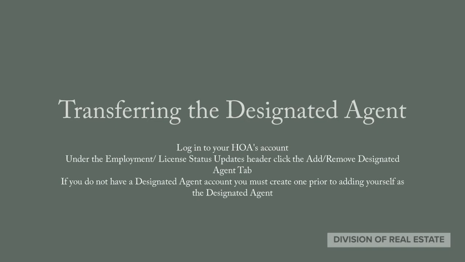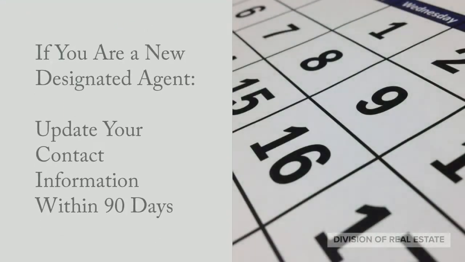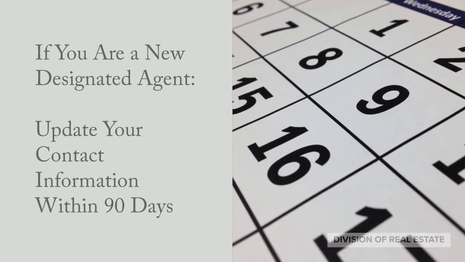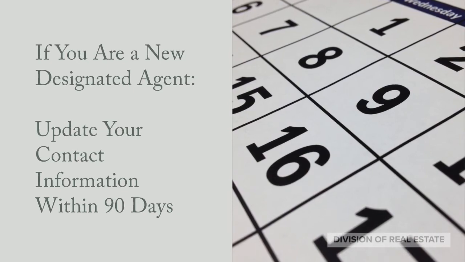Please note that if you do not have a designated agent account, you must create one prior to adding yourself as the designated agent. For assistance in creating this agent account, please contact our HOA Center. If you are a new designated agent and have not updated the account with your new information, or you are a new agent with old credentials, you have 90 days to update the HOA's account with your contact information.